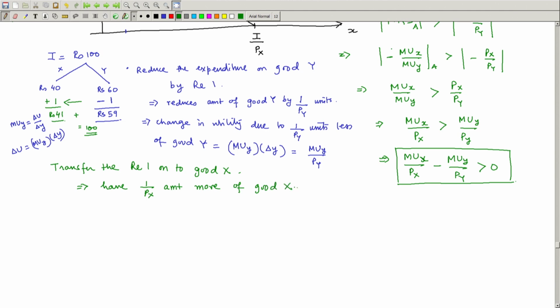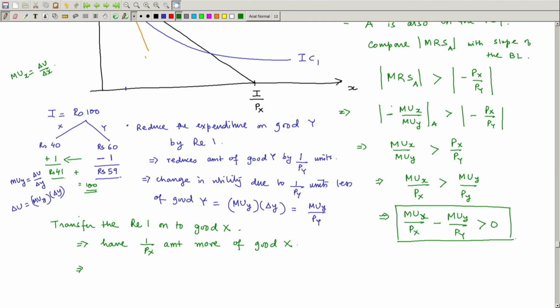Think of each unit of good x costs you 5 rupees. You spend 5 rupees, you get an entire unit of good x. But if you spend 1 rupee, you are going to get 1 upon 5 units of good x. In our world, good x and good y are divisible in any amount that we want. So that gives me an additional amount of good x, which implies that keeping the amount of good y at whatever that level was, if I spend 1 more rupee on good x, my utility again is going to change. So my change in utility due to delta x equals 1 upon Px amount more of good x is going to be equal to MUx times delta x, and the delta x is 1 upon Px. I can simply write it as MUx upon Px.